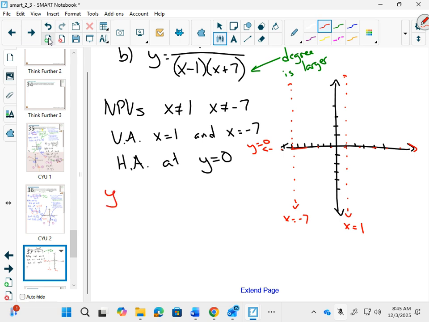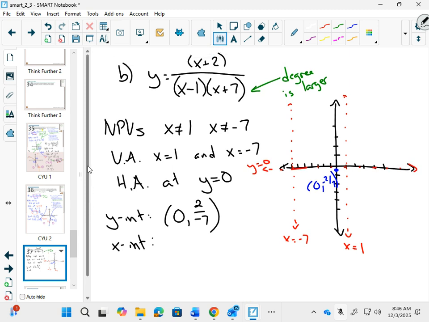x-intercepts and y-intercepts. So I will start with my y-intercept. If I plug in 0, I would look back at my original equation there and plug in 0, and I will get 2 over negative 7. So I can plug that point in.